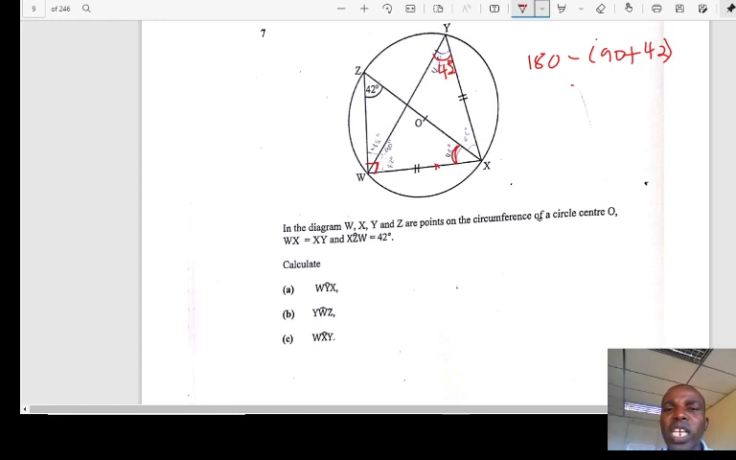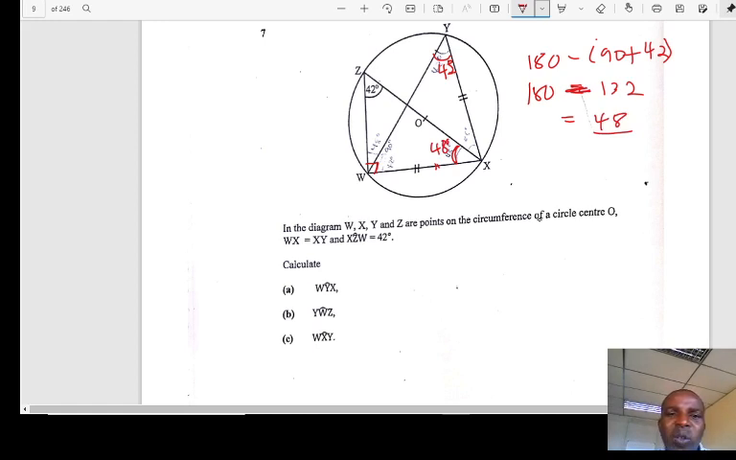90 plus 42 gives 132. Then 180 minus 132, what do you get? It's 48. So this angle is 48 degrees here. Angles in a triangle. Done.